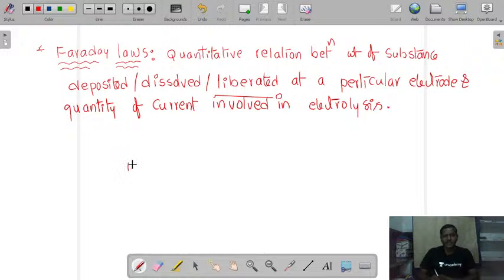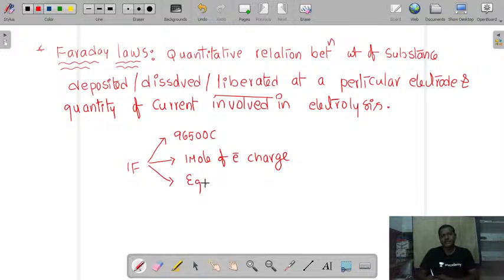Generally, one Faraday current is equal to 96,500 coulombs, or Faraday current is equal to the charge of 1 mole of electrons. 1 Faraday current deposits the equivalent weight of the substance at the respective electrodes, and 1 Faraday current liberates the equivalent volume of the gas at the respective electrodes.